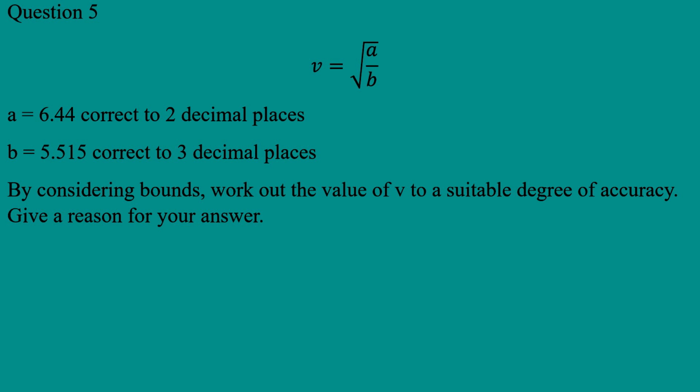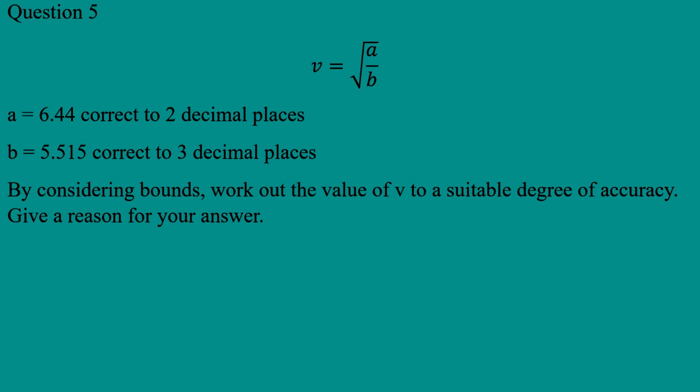The way to tackle these questions is to work out an upper and a lower bound for the value, in this case v, and then see if they agree to a particular number of decimal places or significant figures. If they do, then this is the suitable degree of accuracy and the reason for your answer.